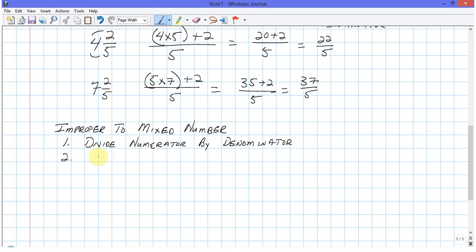So when we get our answer, the whole number part of our fraction is going to be equal to the quotient of the division problem. The quotient is the answer. The numerator part of the fraction is going to be equal to the remainder.